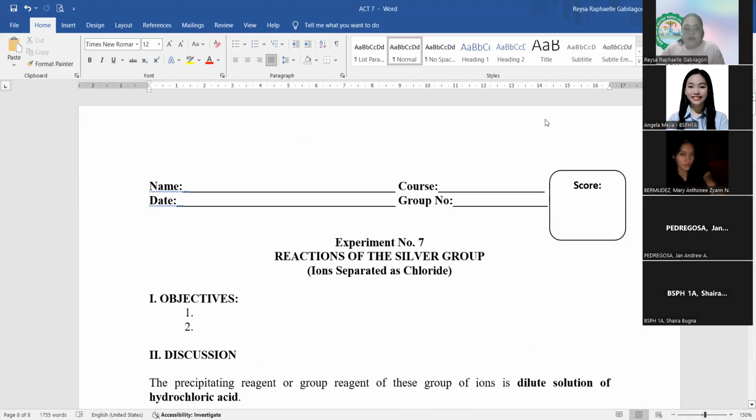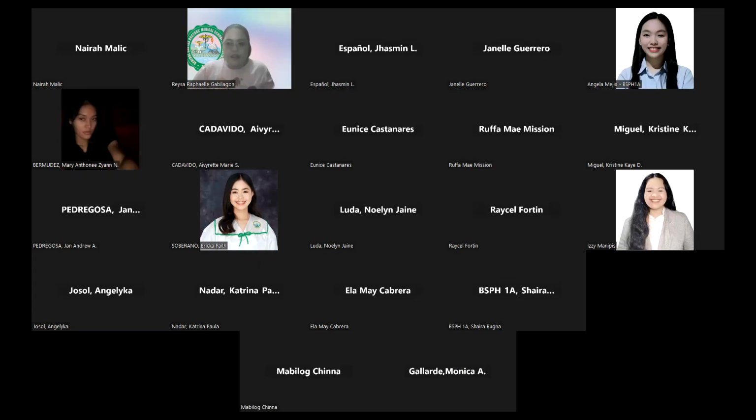The laboratory is hard, because our ions have different reactions. They will have different names and colors of precipitate. Actually, it's easier to study lecture than laboratory. Yeah, you just have to catch up. Next week, when we are at school.